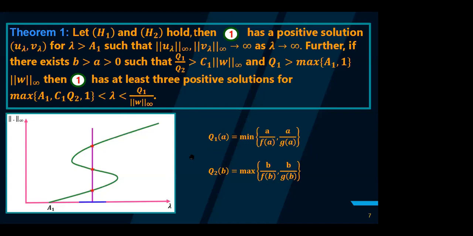Here is an expected bifurcation diagram. You have at least one solution beyond A1 and at least 3 solutions for a certain range of lambda, and a solution u lambda such that the sup norm of u lambda goes to infinity as lambda goes to infinity.